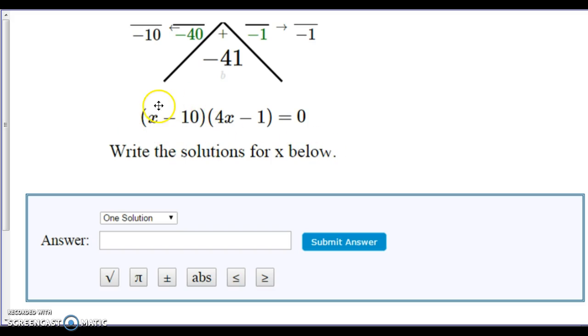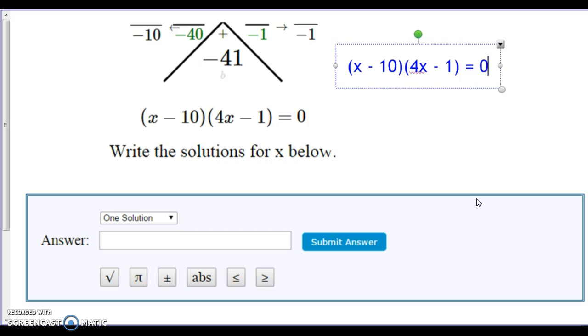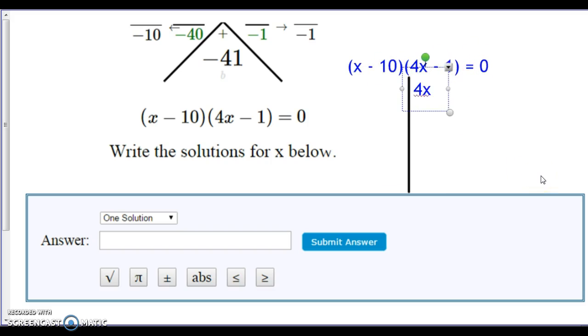Well, we know that at this point we have to take the two factors which are here and split them and solve them. So what I did on my piece of paper was write down x minus 10 and 4x minus 1 equals 0. And I know that in this case, when we have two factors, we can apply the zero product property, which means we can split this right down the middle and say, well, I know that since this times this is equal to 0, then it's possible that 4x minus 1 is equal to 0. And it's also possible that 0 is equal to x minus 10.